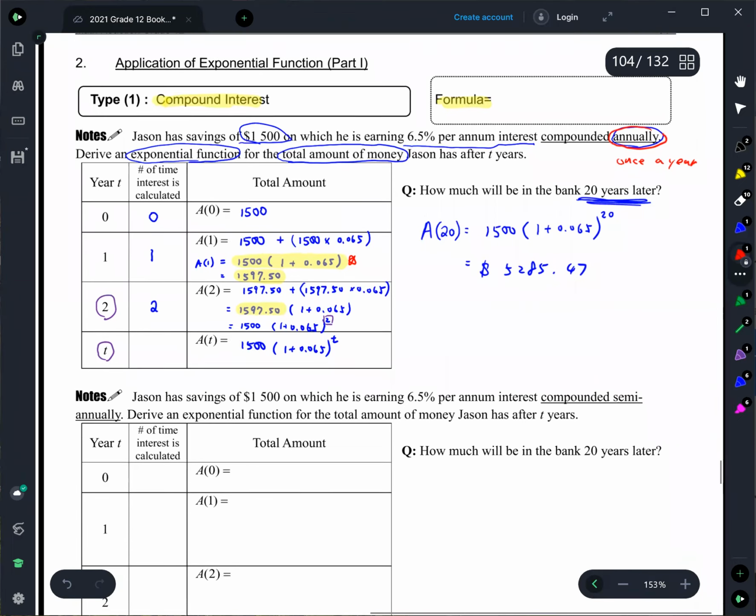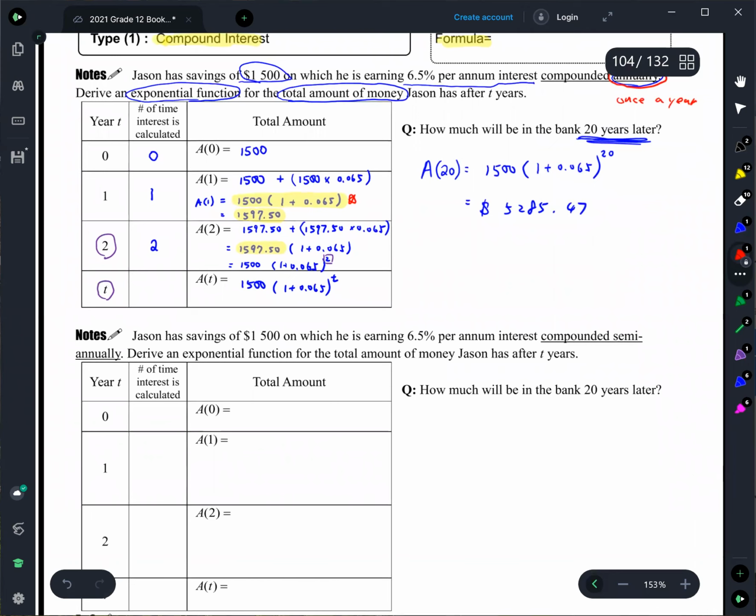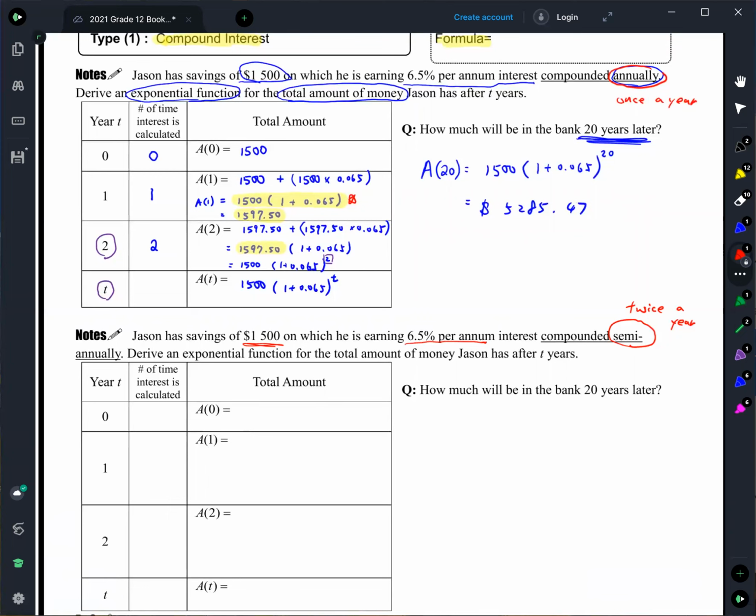Right, so let's look at the next example at the bottom here. Same amount to start with, and also the same interest rate. But this time it's compounded semi-annually. Semi-annually means twice a year. So it's like every 6 months, okay? 6 months the bank will give you money, another 6 months will give you money again.